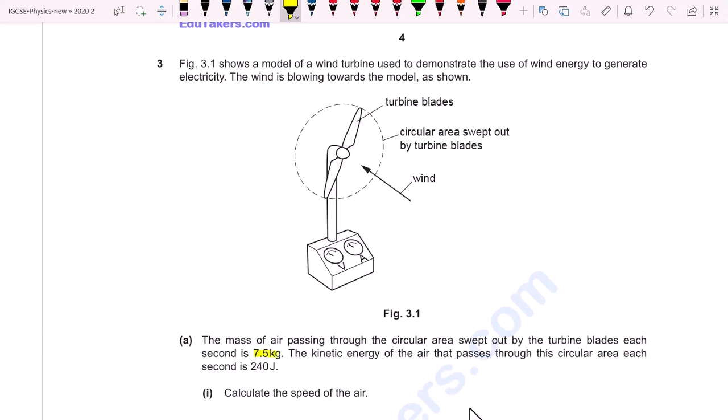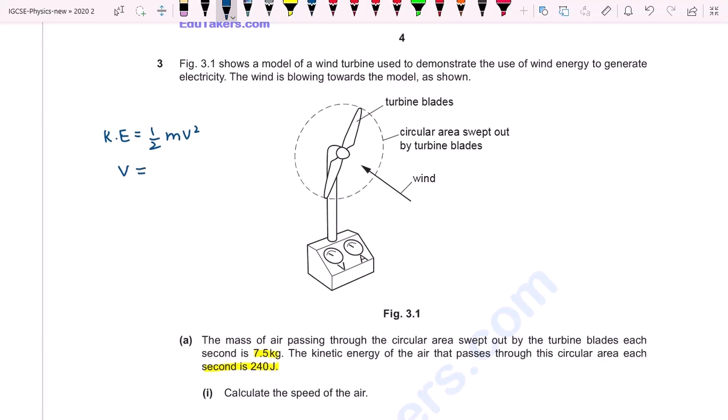The kinetic energy of the air that passes through the circular area each second is 240 joules. Part 1. Calculate the speed of the air. We have to calculate the speed of air. We know that kinetic energy is equal to half m v squared. Here we have to calculate this v, so I rearrange this equation.